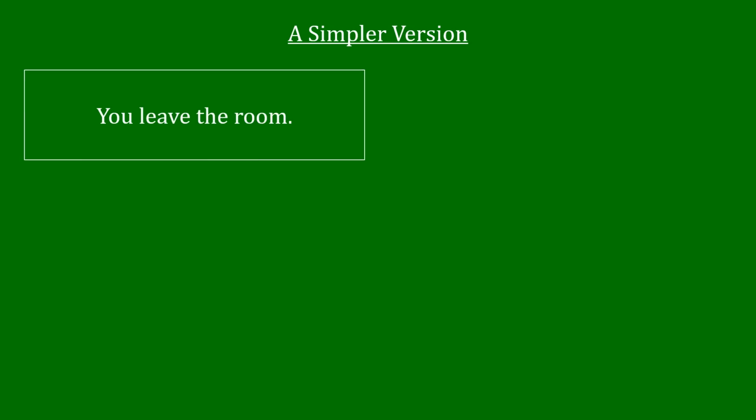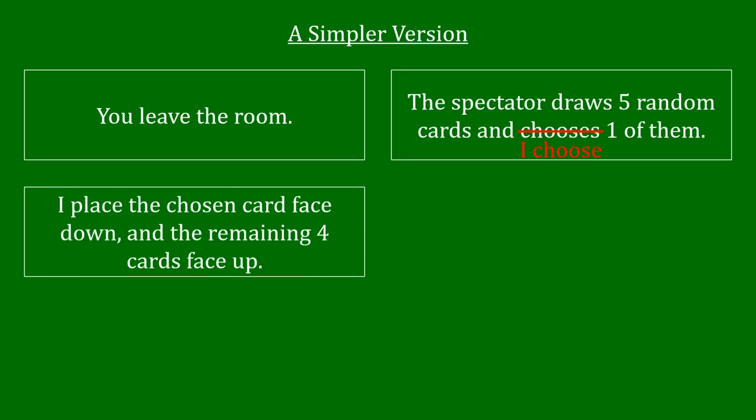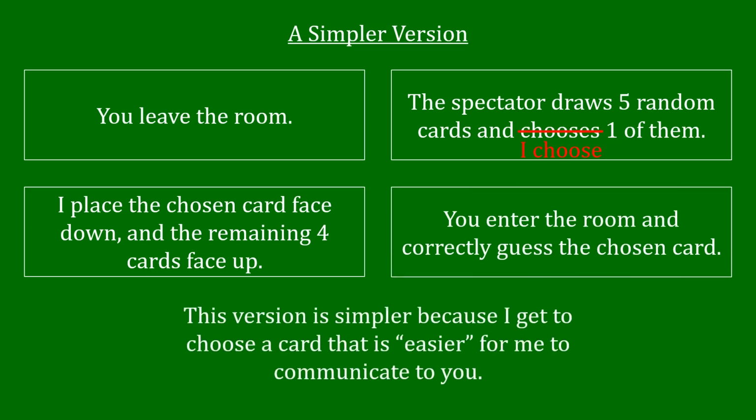Before I explain how that trick is done, let's first consider a simpler version. This version still starts with you, the magician, leaving the room. The spectator draws 5 random cards, but instead of the spectator choosing one of them, I choose one of them. Like before, I place the chosen card face down and the remaining 4 cards face up. Then you enter the room and correctly guess the chosen card. This version is simpler because I'm your assistant, so I get to choose a card that's easier for me to communicate to you. But what exactly does this mean?